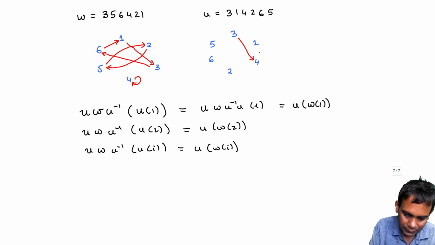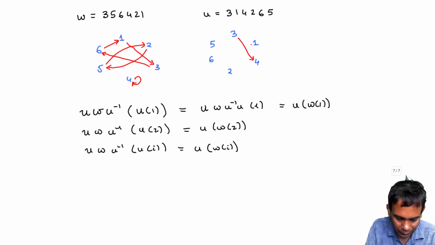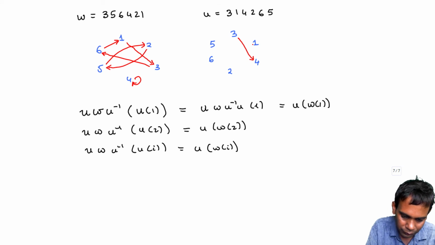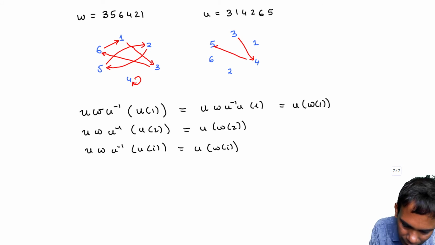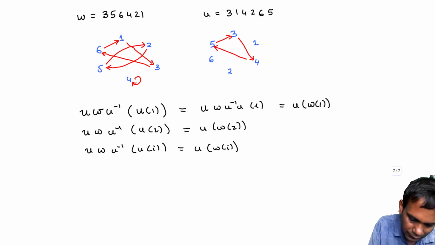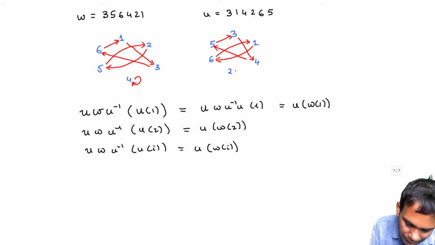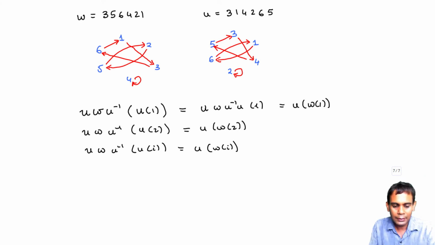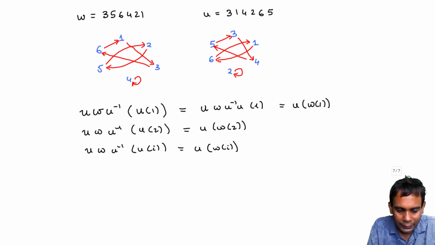It sends u of 2, u of 2 is 1, to u of w of 1. So the cycles, which is 5. If you just work this out, you'll see that you get exactly the same pictures, except that I here is replaced by u of I.